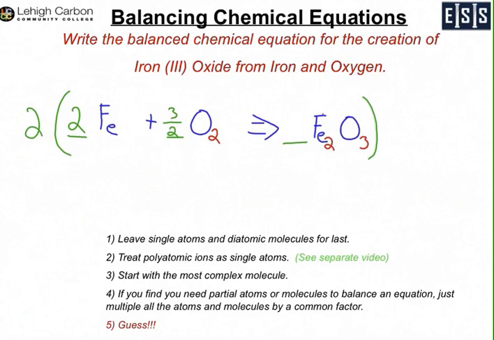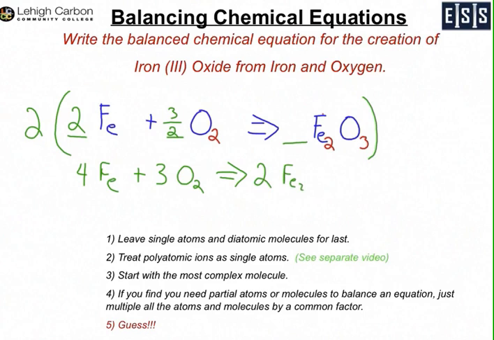So let's start from the left here. 2 times 2 irons, we need 4 irons. We do 2 times the 3 halves, you end up with 3 O2s. And then for the iron 3 oxide, you just put a 2 because this was a 1 before. Iron 3 oxide is this. Okay. Now I think, if we're lucky, this should have balanced the equation.